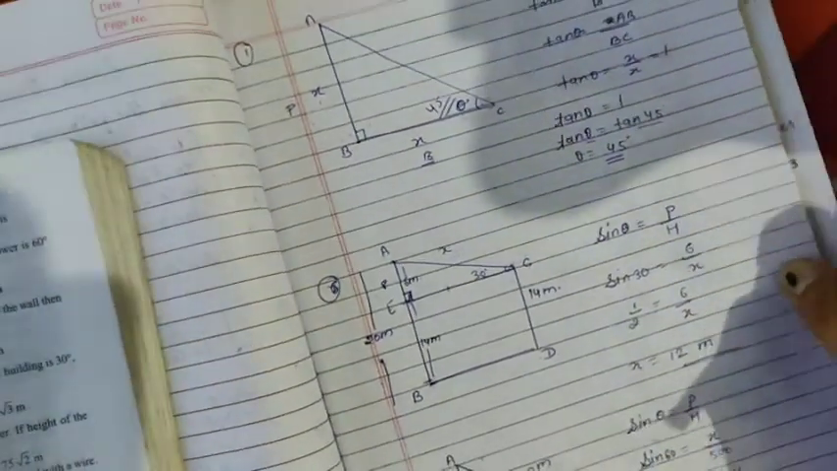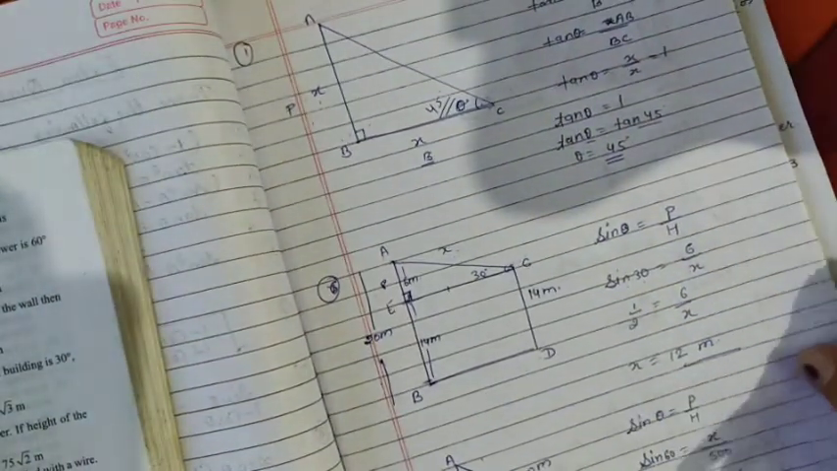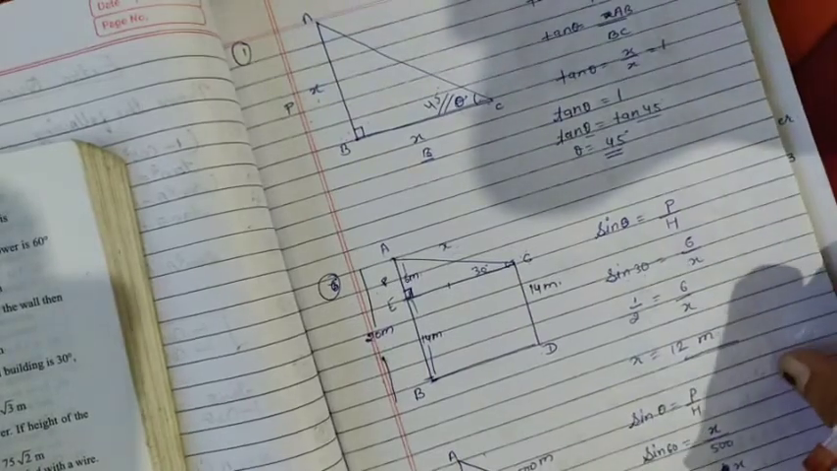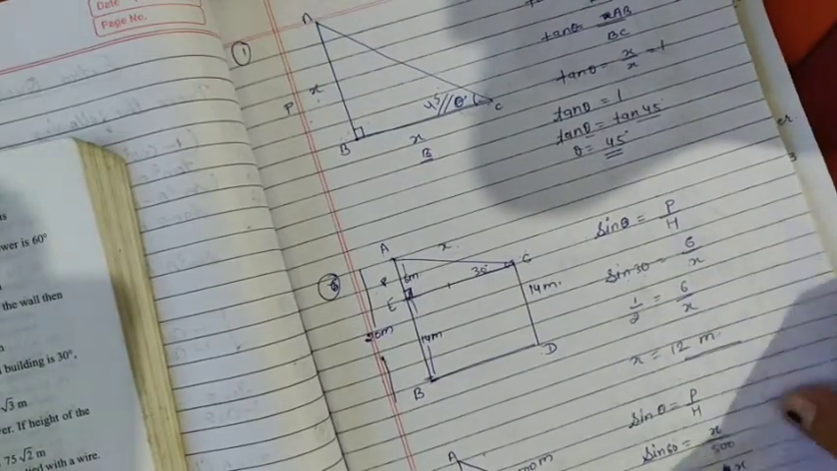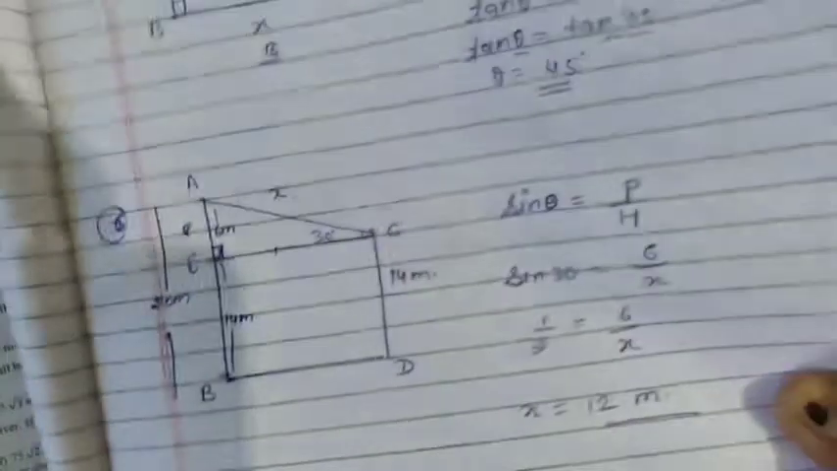Okay students. Now question number 10. The slope of a hill makes 60 degree with the horizontal line. This is a hill.